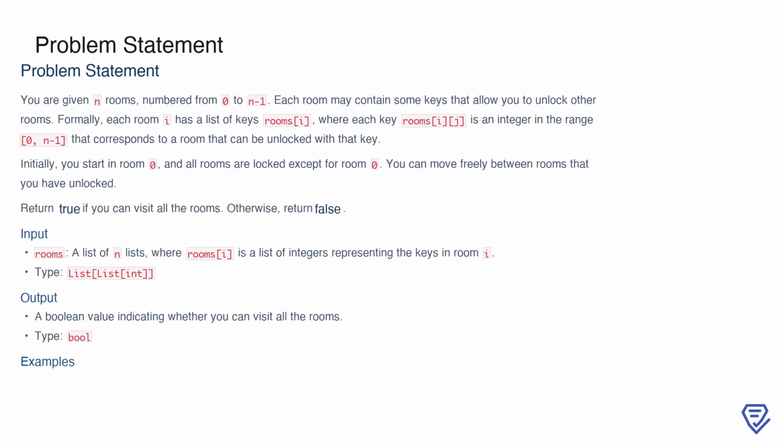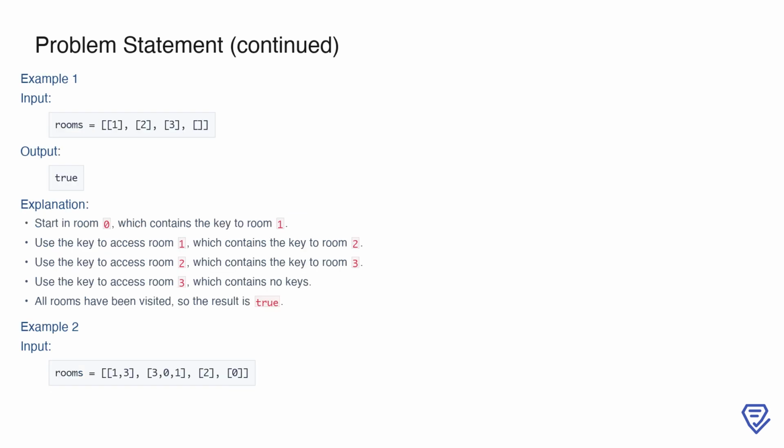The input is represented as a list of lists, where each inner list corresponds to the keys in one room. The output is a Boolean value that answers the question, can all rooms be visited? Let's look at an example to better understand the problem.